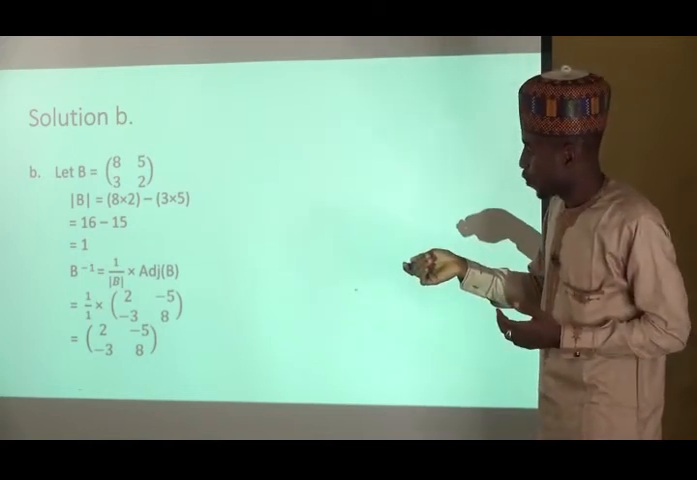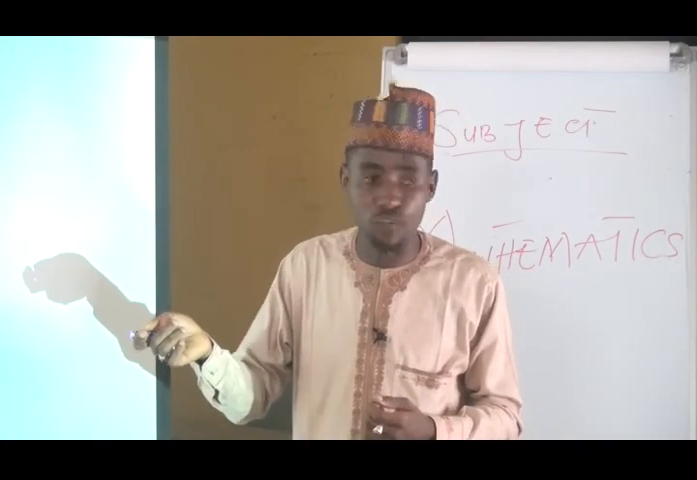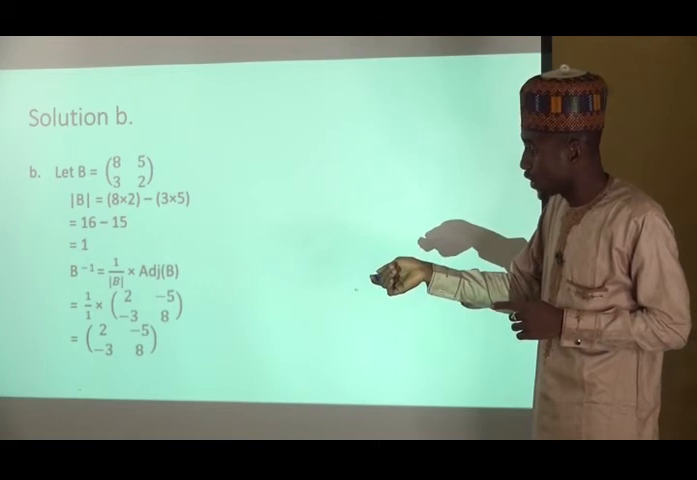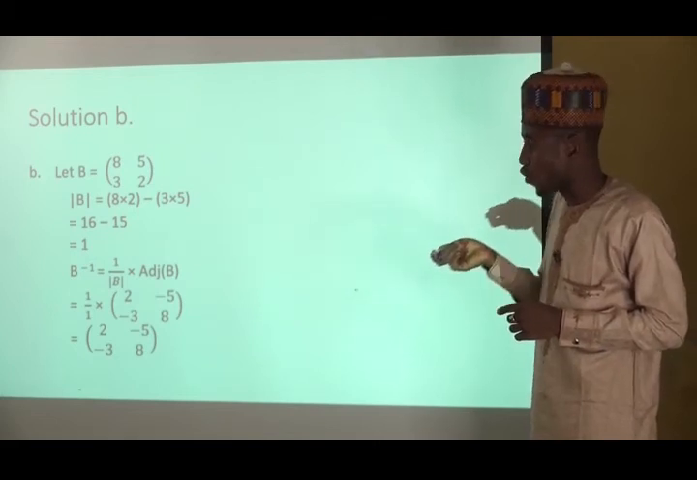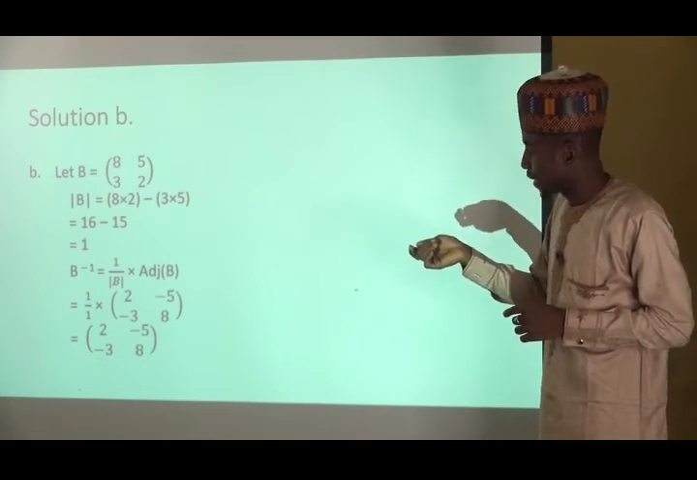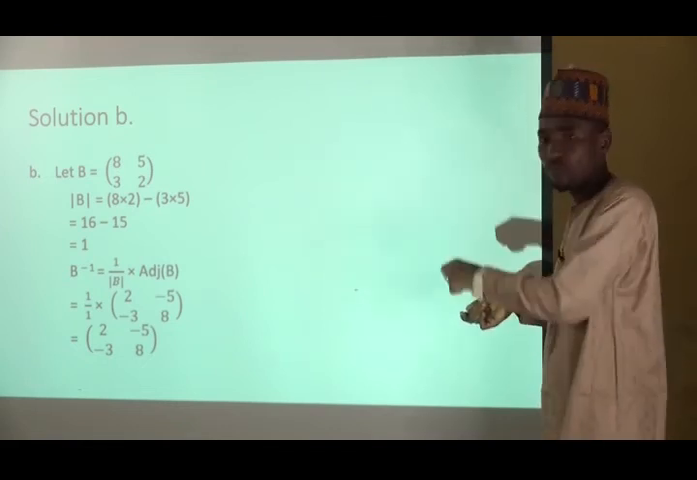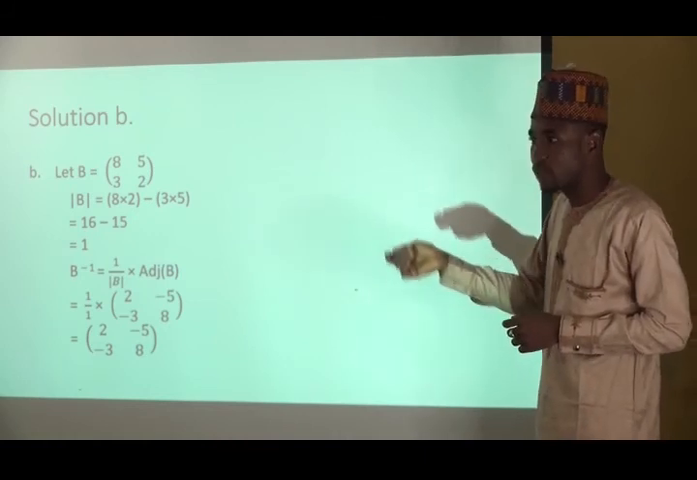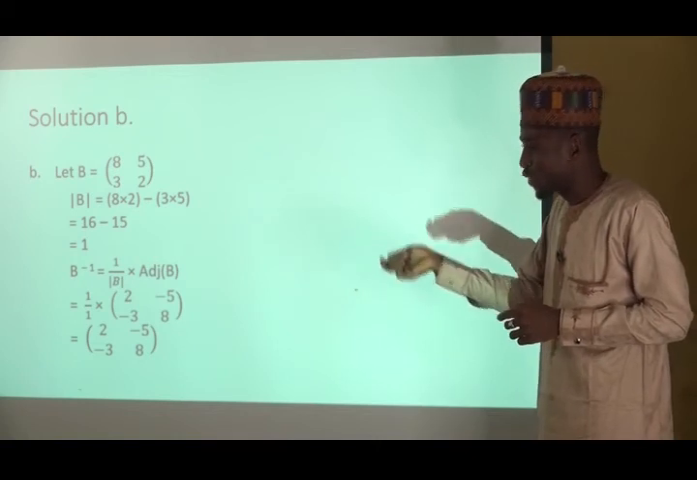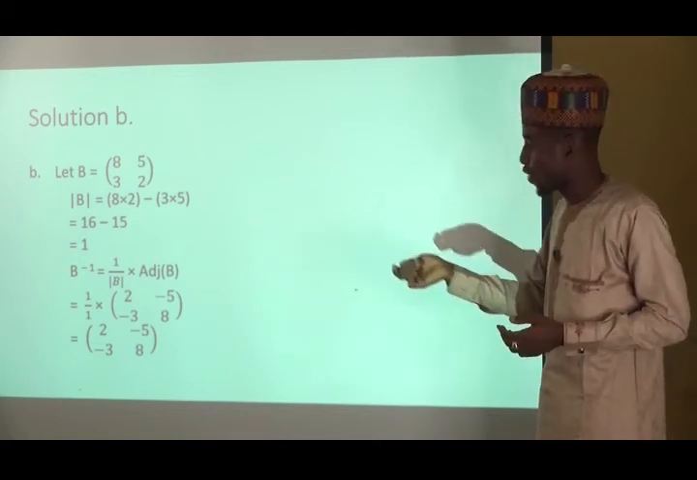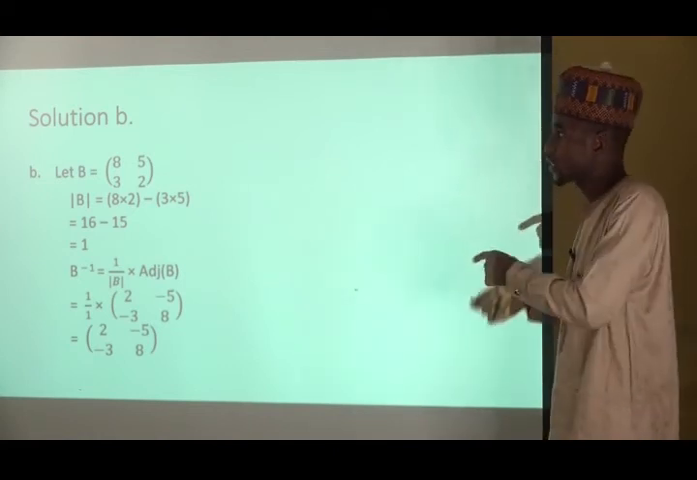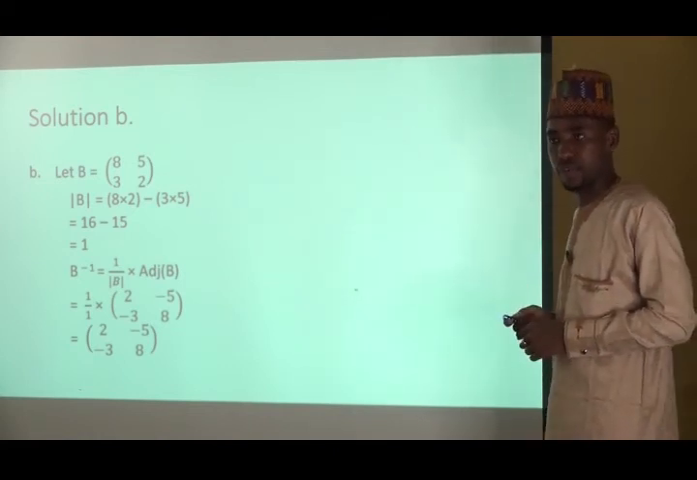The determinant of B is 1. So here we have 1 over 1. The 1 at the denominator is the determinant of matrix B. And 2, minus 5, minus 3 and 8 is the adjoint of B. Now if you divide 1 by 1, you have 1. If you multiply this matrix by 1, the result will not change. So you have 2, minus 5, minus 3 and 8 as the inverse of the given matrix B.